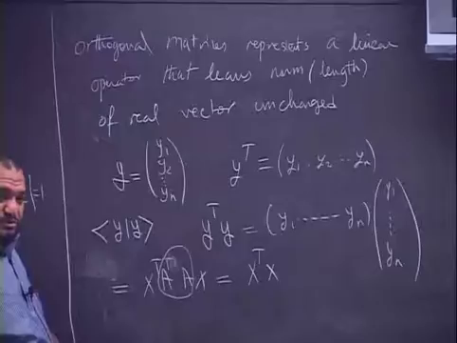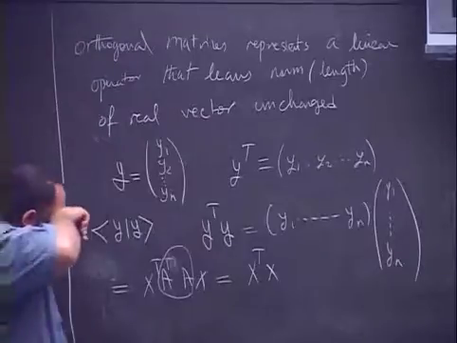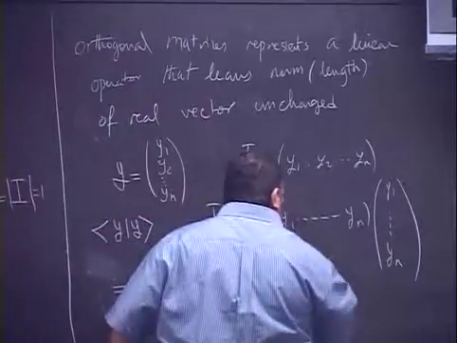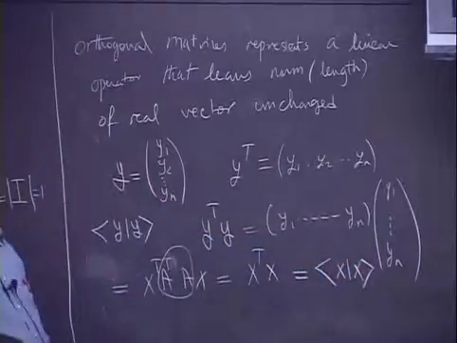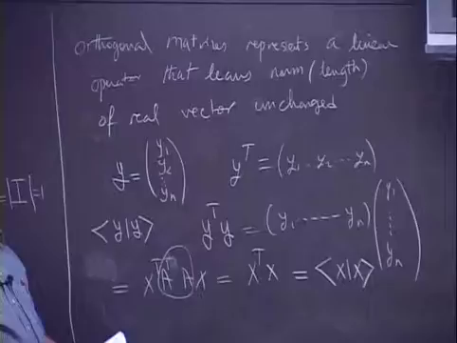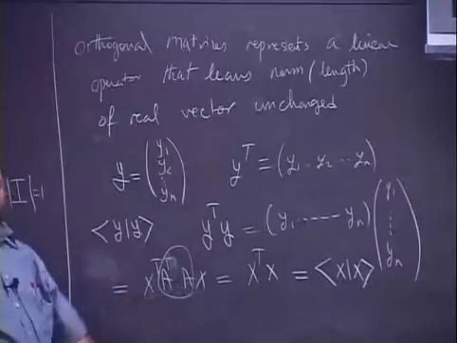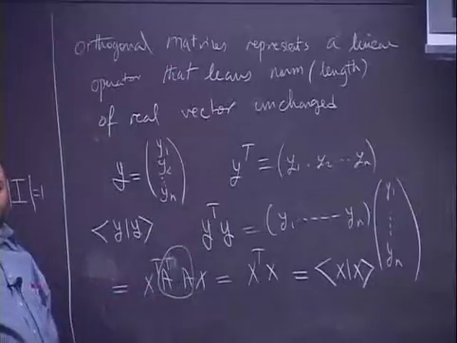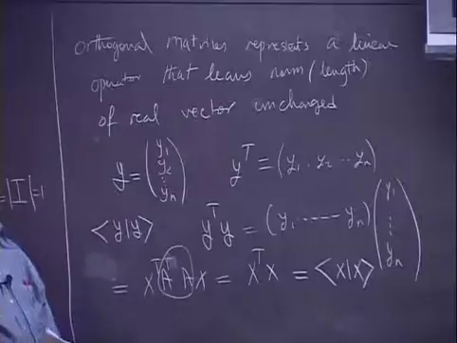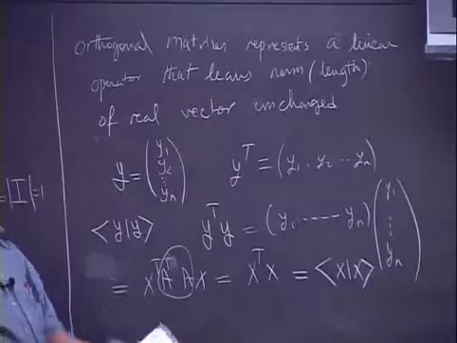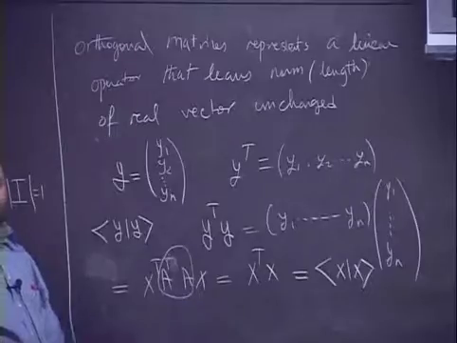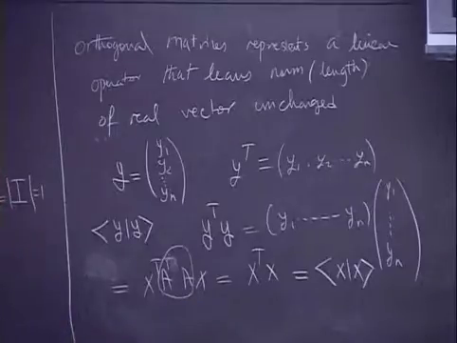X transpose multiplied by X, which is what? In vector space, what is it? The norm of the vector. Yes? So if you have an orthogonal matrix and you operate it over a real vector, what does the orthogonality do to the vector norm?